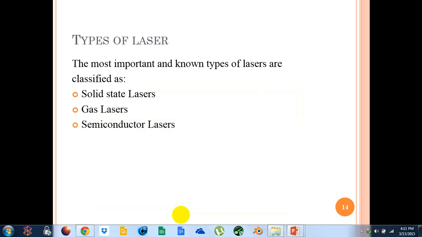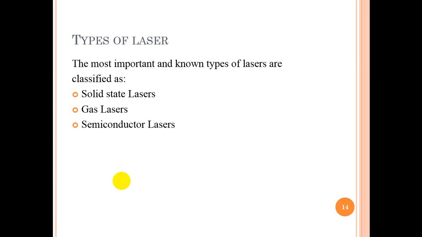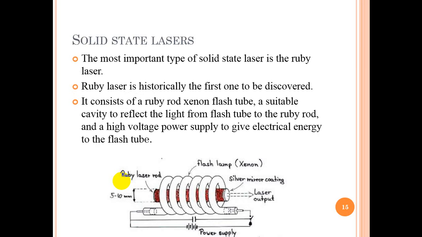Types of laser. The most important and known types of lasers are classified as solid-state lasers, gas lasers, and semiconductor lasers. Now, solid-state lasers. Ruby is an important solid-state laser. Aluminum trioxide crystal is doped with chromium 3+ ion impurity to obtain a ruby rod.